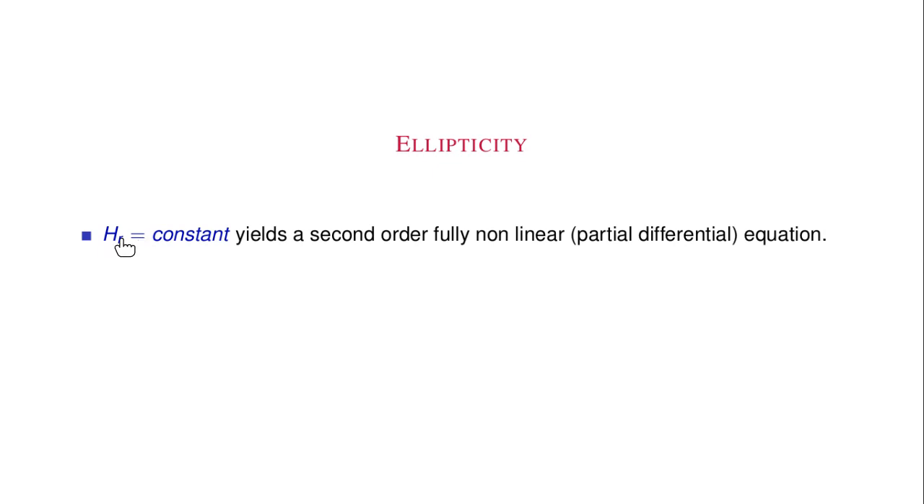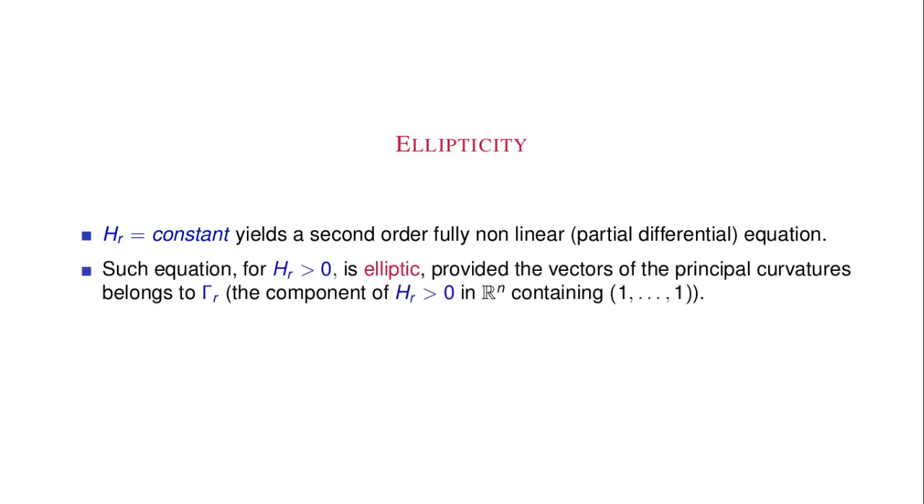And if r is equal to 1, it is the mean curvature equation, and it's not fully nonlinear, it's just a quasi-linear equation. Such an equation, in general, when H_r is positive, is elliptic, but not always. It's elliptic provided that the vector of the principal curvatures belongs to the positive cone Γ_r, that is the component of H_r positive in R^n that contains the point (1, 1, ..., 1). Okay, so you need some assumption in order to be elliptic.